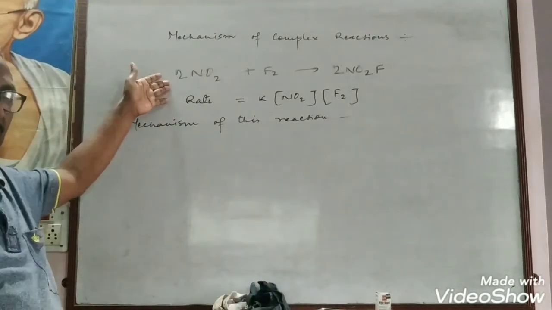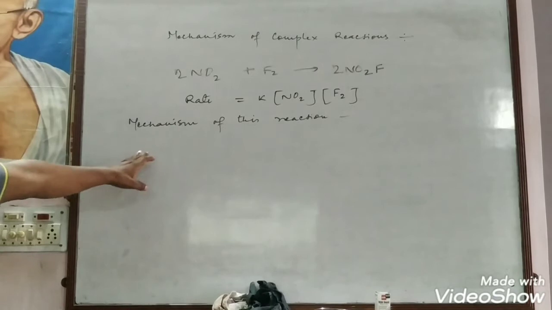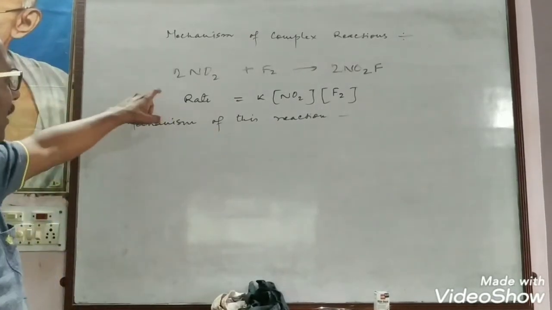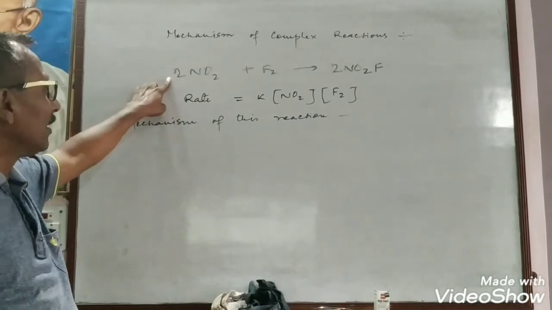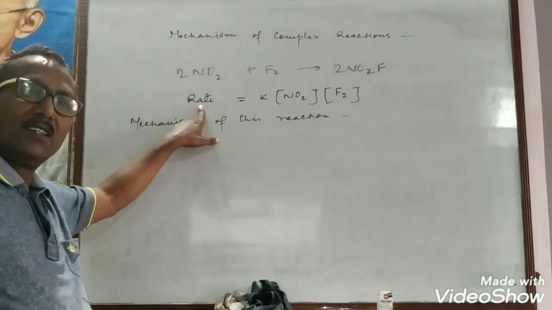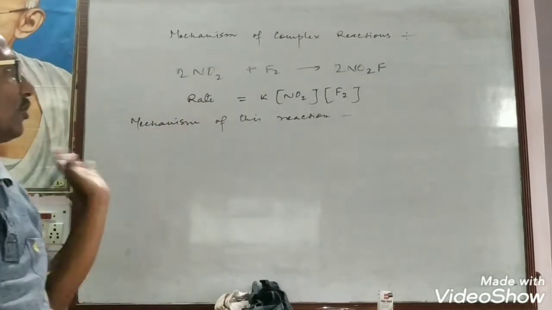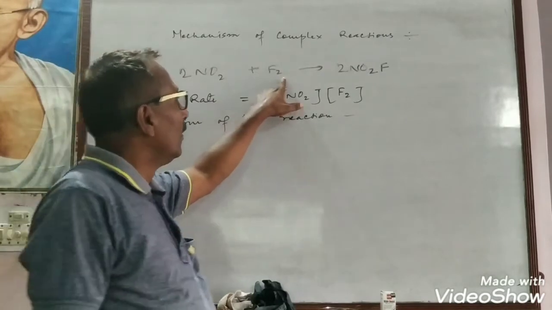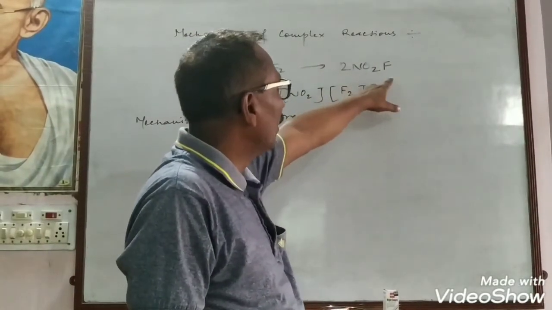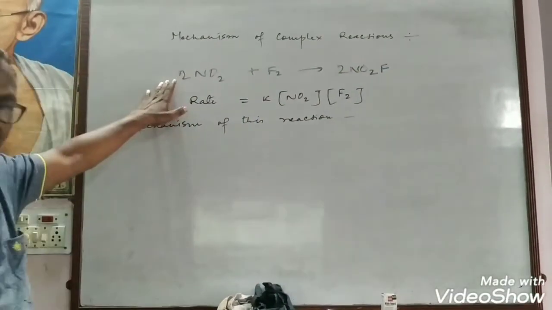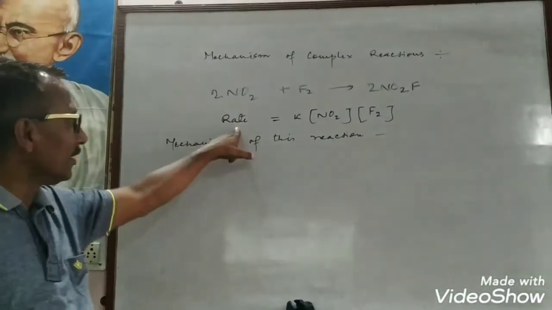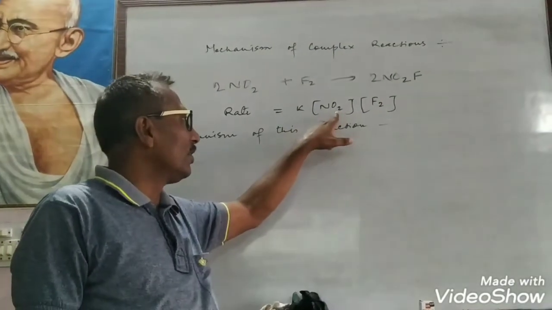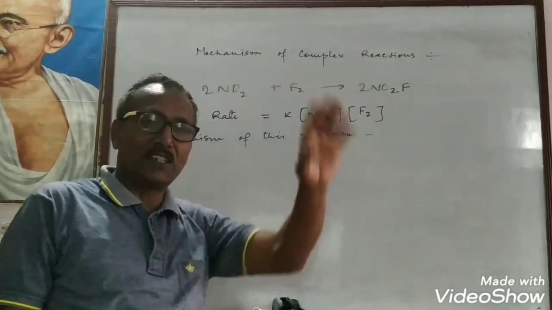This is the question like this. So whenever there is a question on how to write mechanism for the given reaction, there will be a reaction along with rate law for the reaction. So here is 2NO2 plus F2 that gives 2NO2F. For this reaction, rate law is rate is equal to K into concentration NO2 into concentration F2.